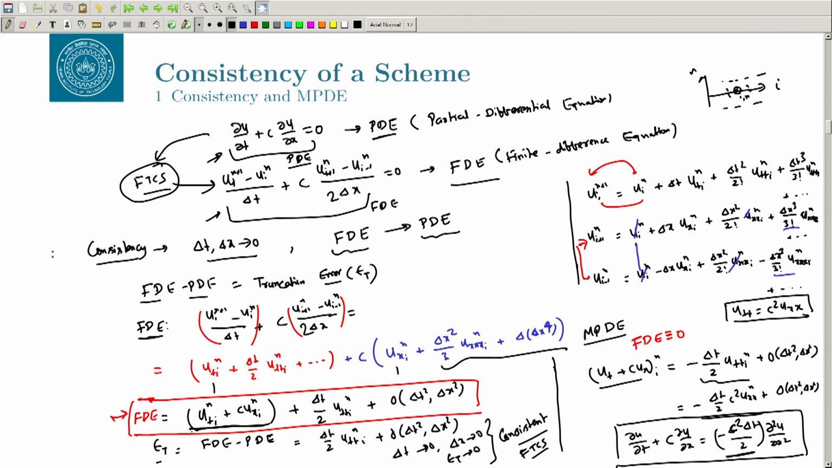That means your scheme will become unstable because it has got negative diffusion. That means the viscosity is negative. So, that is why this scheme is not suitable for the convection problem. That is where we stopped in the last class. Okay. So, now let us look at another scheme, which is the FTBS.